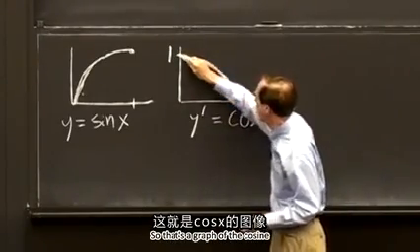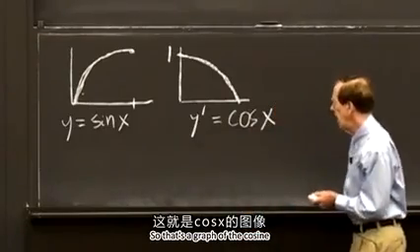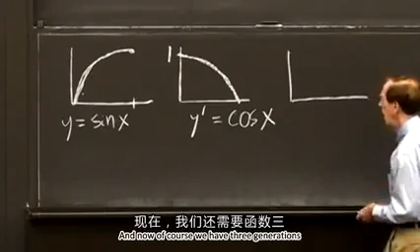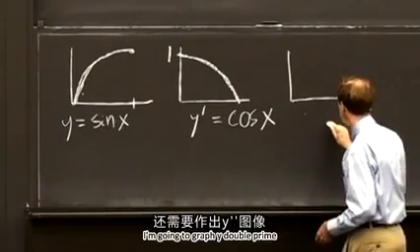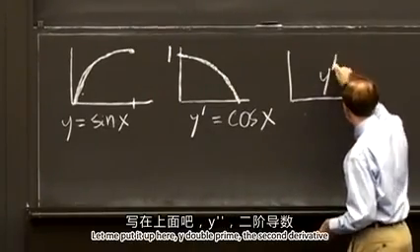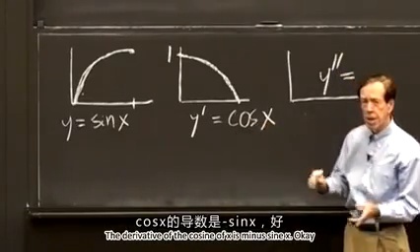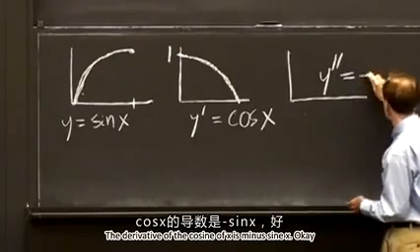So that's a graph of the cosine. And now, of course, we have 3 generations. I'm going to graph y double prime. Let me put it up here. Y double prime, the second derivative, the derivative of the cosine of x is minus sine x.